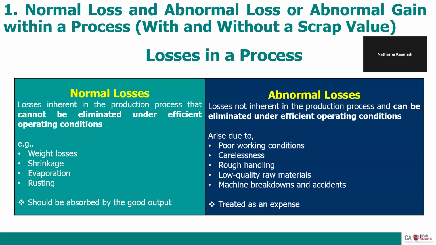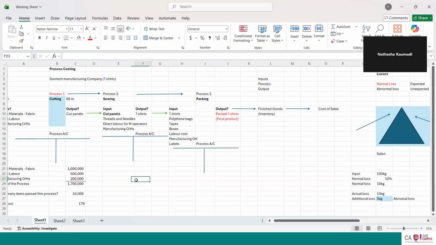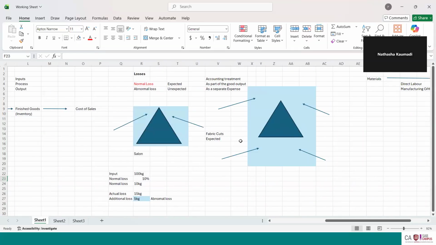I told you there are different losses in a production process. When it comes to process costing, there are two types of losses: normal losses and abnormal losses. I explained that with some examples. Normal losses are expected. They can be there based on industry averages and the company's best practices.